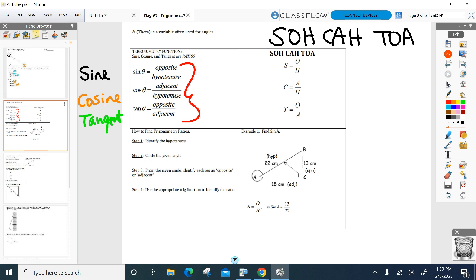So the toughest part is spelling it. If you can spell it, you can use it correctly to find the ratios. Okay? SOHCAHTOA. We're going to be using this a ton. SOHCAHTOA helps me find the ratio and what it's equal to. Questions?